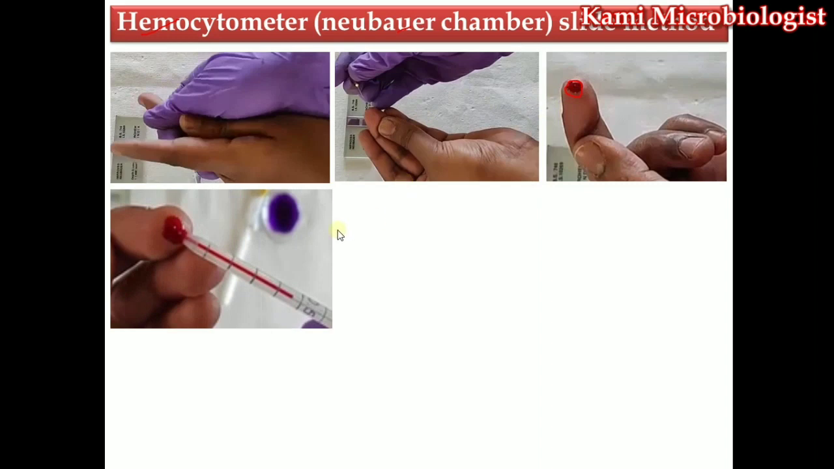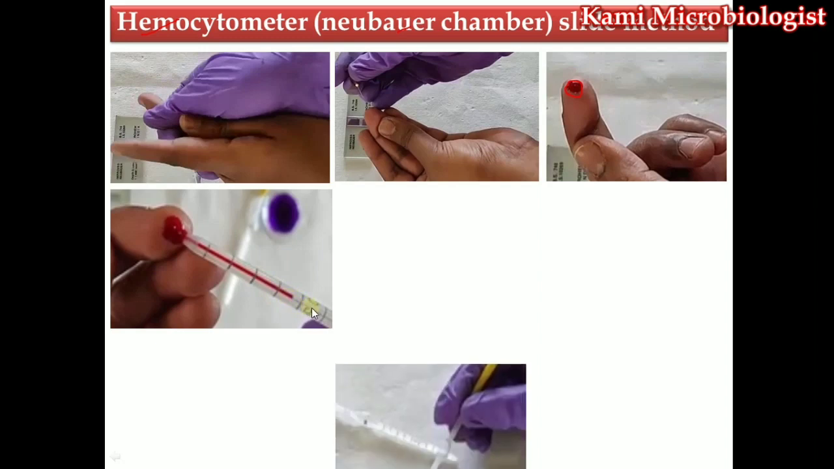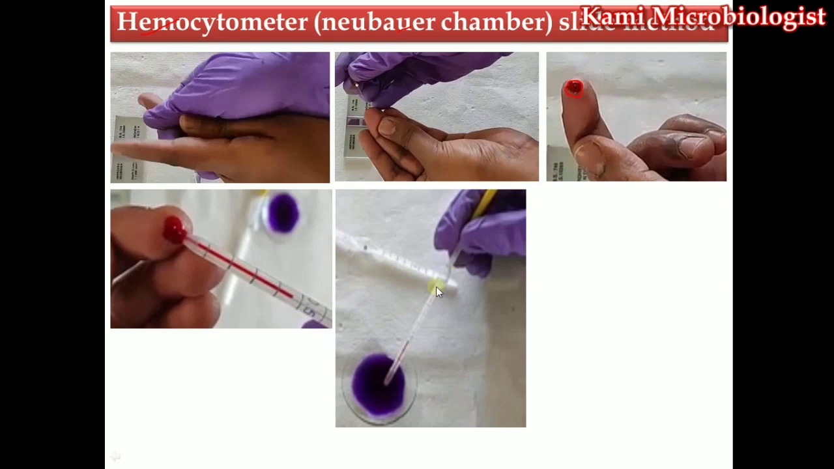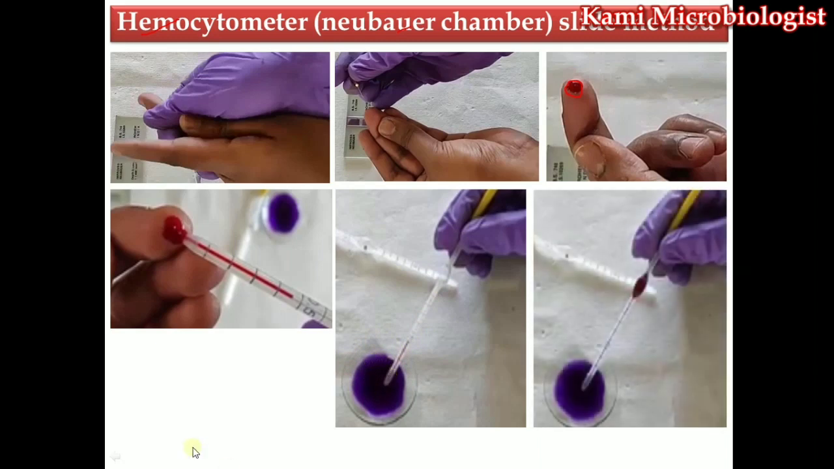After that, you have to suck the blood using a white blood cell pipette up to the 0.5 mark, as you can see. So the blood is sucked at the 0.5 mark. Once it is sucked, you have to dilute it using white blood cell dilution fluid. You suck it until the bulb area is filled.